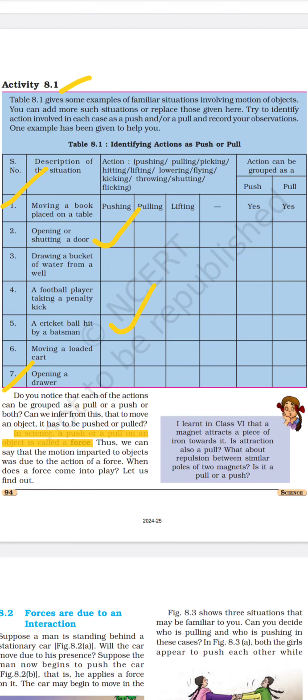To move an object, it has to be pushed or pulled. In science, a push or a pull on an object is called a force.